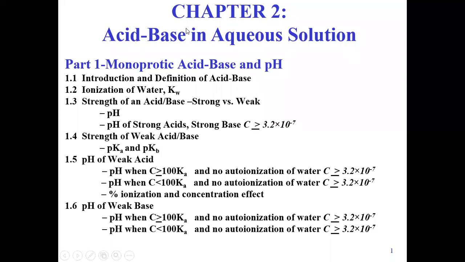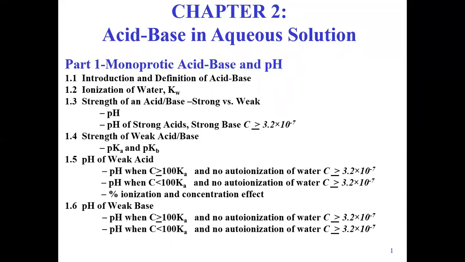Okay, now we're going to discuss the biggest chapter of this course, which is about acid-base in aqueous solution. This is such a big section, and it usually takes us a month and a half to complete. And it's going to be divided into multiple parts.